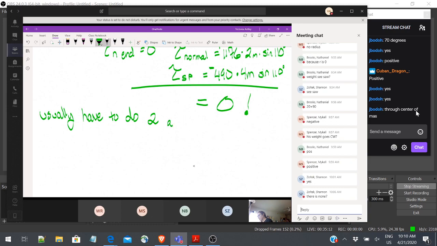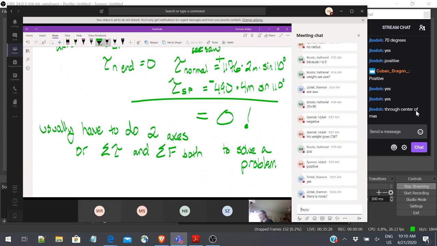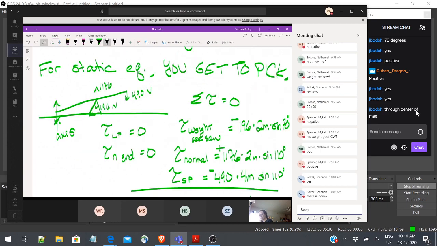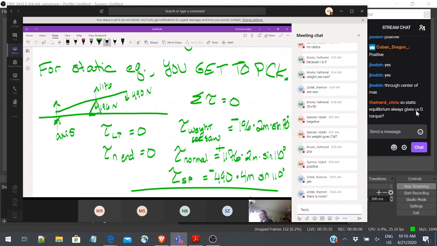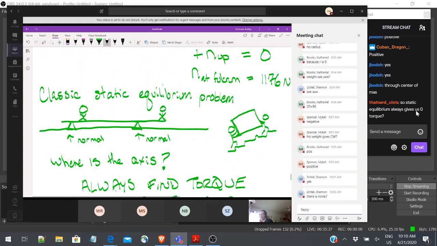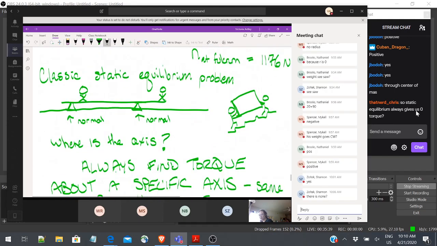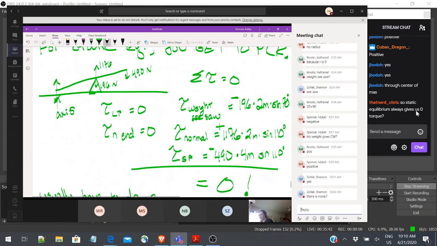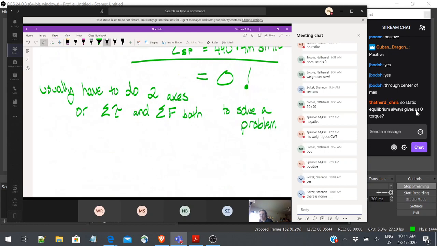Two axes, or you have to do torque and force both to solve a problem. Right? I could use this tactic to find this normal force right here, instead of doing the net force like I did up here. Either one should work. Those are kind of your two options. Right. Questions about any of this?